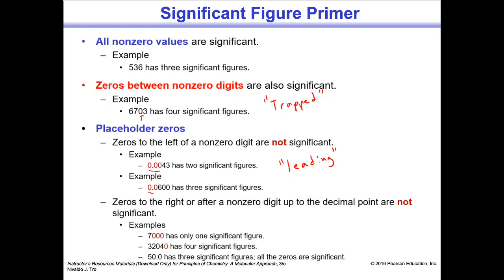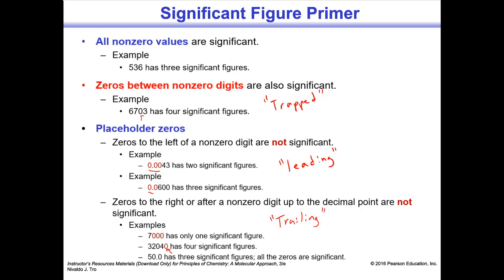Okay, the next one. Zeros to the right or after a non-zero digit up to the decimal point are not significant. In other words, notice that these first 2 numbers do not have a decimal point. So the number 7000 only has 1 sig fig. The number 32040, this last 0 is not significant because there's no decimal point. Okay, so these are often referred to as trailing zeros, but we have two types of trailing zeros.